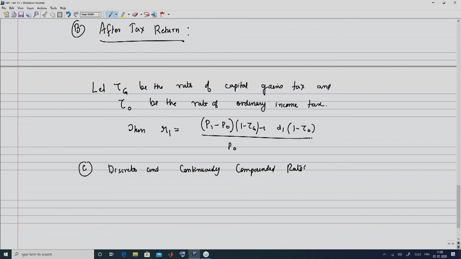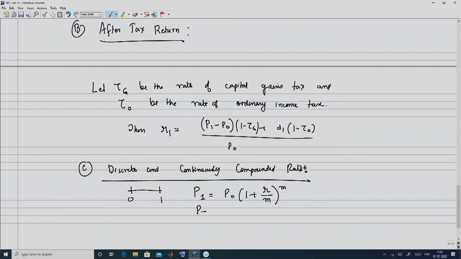And this is something that I had broached upon in the last class, but I'll just recall this. If you have two time periods, 0 and 1, then your P at 1 is going to be P0, and if R is the annual interest rate, and it is paid M times a year, then this is going to be P0 into (1 plus R over M) to the power M. And then in general, if it is for T number of years, this is going to be P0 into (1 plus R by M) to the power M of T.